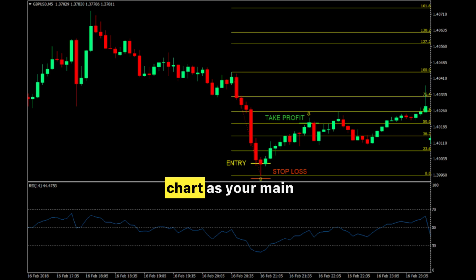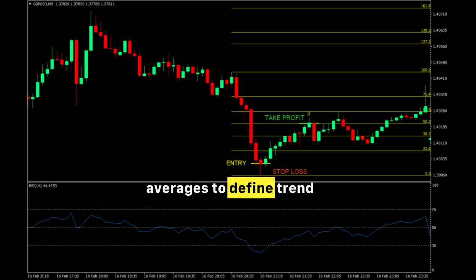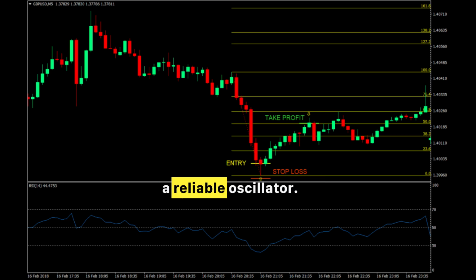Use the 5-minute chart as your main scalping time frame. Add key moving averages to define trend, fast versus slow. Confirm momentum with a reliable oscillator.